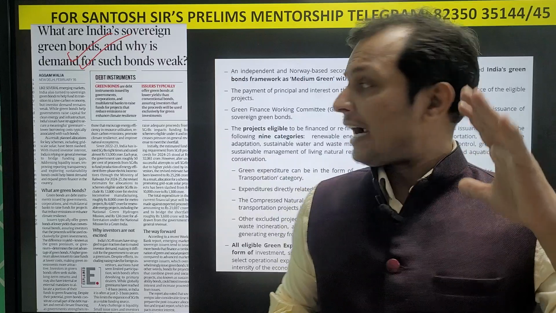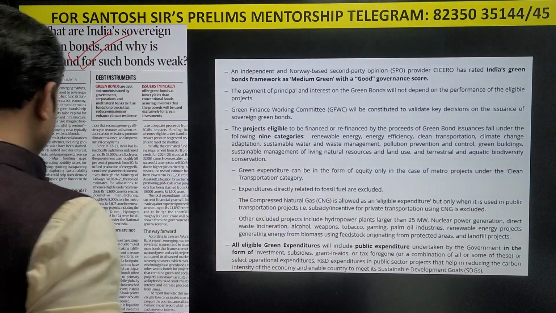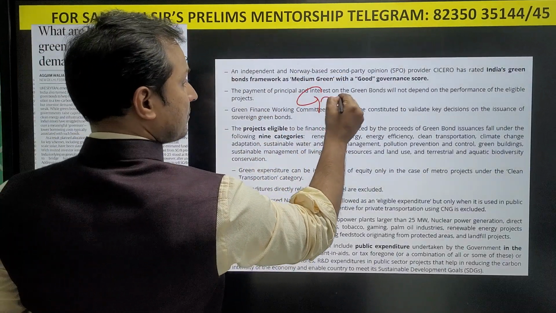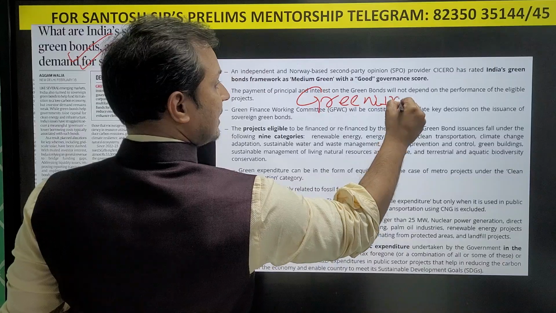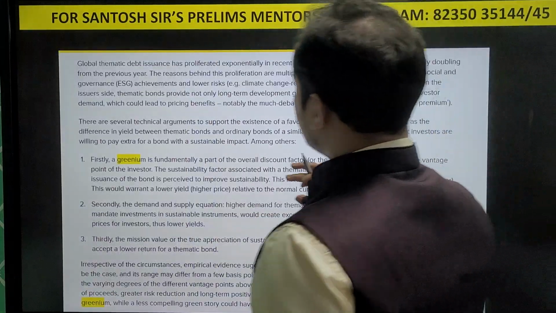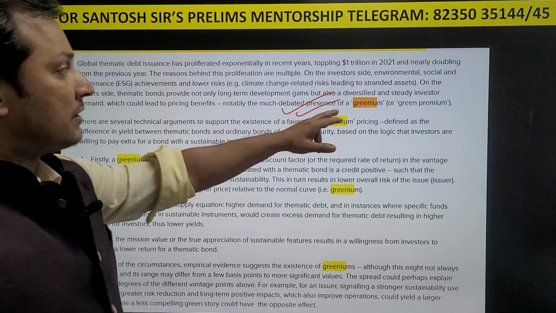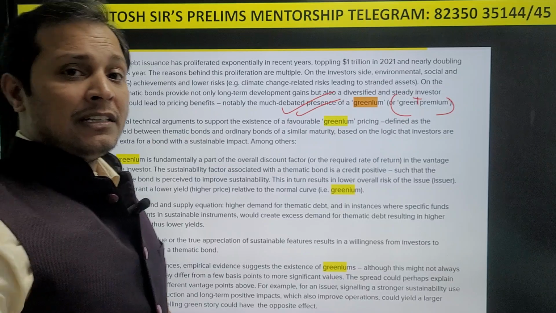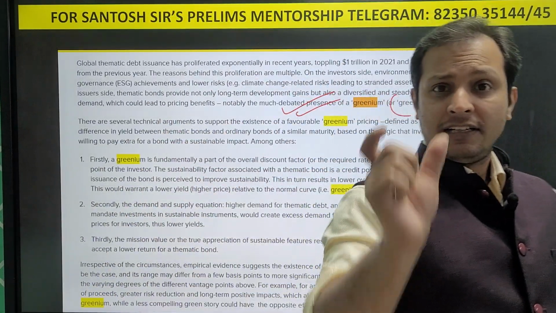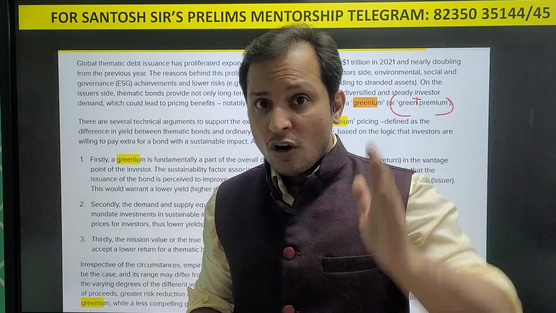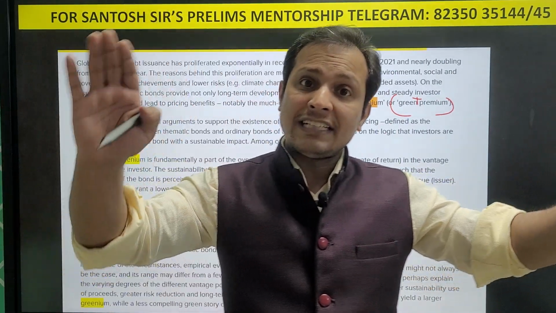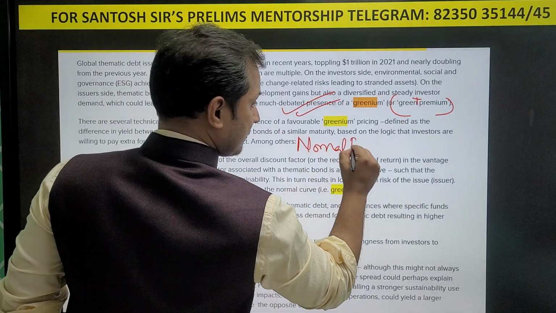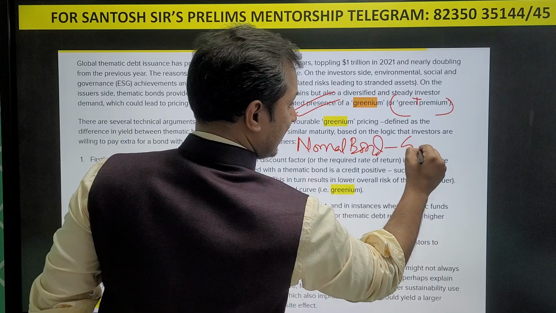What is that term? That term is basically called greenium. So what is greenium, guys? Let me first take you to the definition of greenium. Greenium is green plus premium. Greenium is basically the difference between the yield of a normal bond and a sovereign green bond.